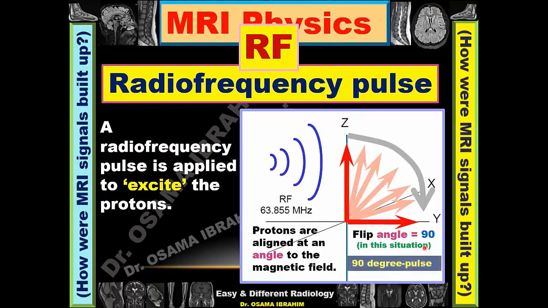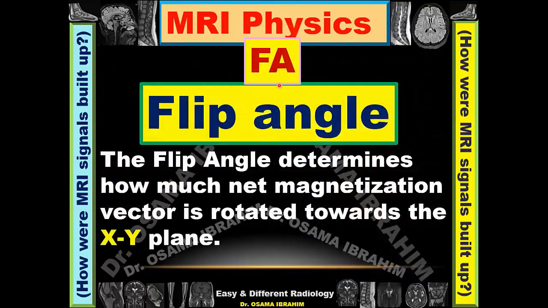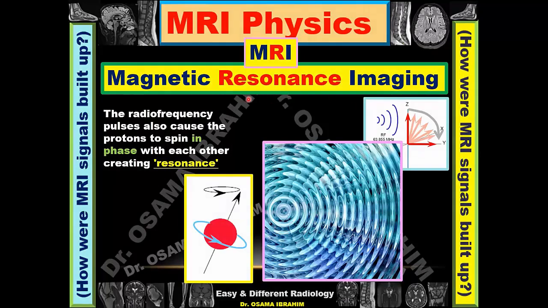Sometimes this angle is called a 90-degree pulse, because it represents 90-degree orientation of the protons after excitation by the radio frequency pulse. So the flip angle or FA determines how much the net magnetization vector is rotated towards the XY plane. The next, or at the same time, there is another effect of the radio frequency pulse besides the transverse magnetization of the protons and alignment in this direction. The other effect is the spinning.